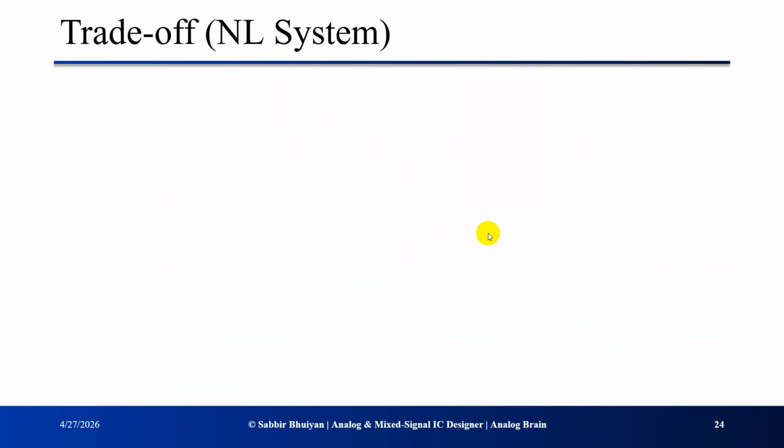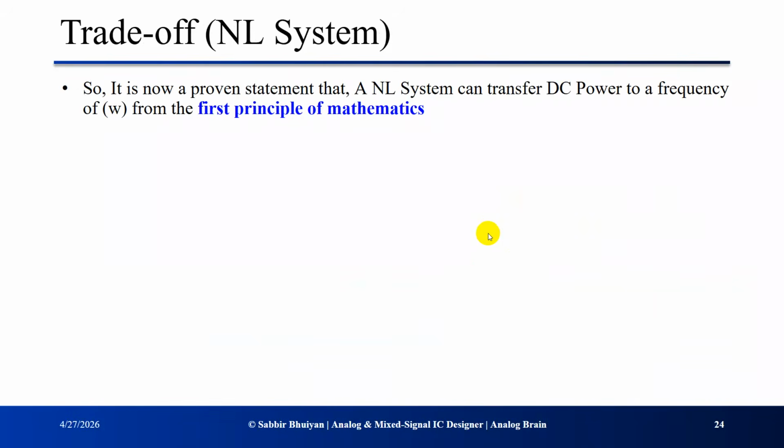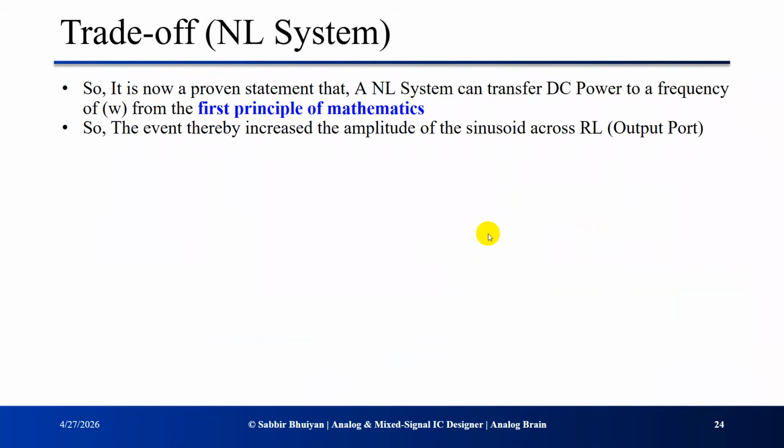So let's state what we have proved mathematically. A nonlinear system can transfer DC power to frequency omega. Proved from first principles of mathematics. The consequences are that the amplitude of the signal at the output is increased. That's our amplification. Additional frequency components appear at harmonics of omega.